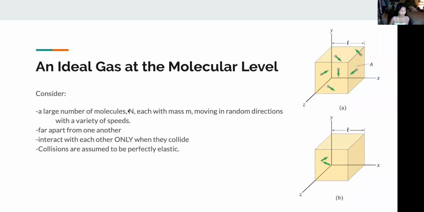Okay, so let's start by observing an ideal gas at the molecular level. We have a gas amount of n molecules with mass m in a rectangular container, all far apart and moving in random velocities. When they collide, both with the wall and with each other, we'll ignore any loss of kinetic energy. Figure B shows an example of how one molecule rebounds from the wall. And as shown in figure A, we'll set one face of the rectangular container to be A and the length as L.